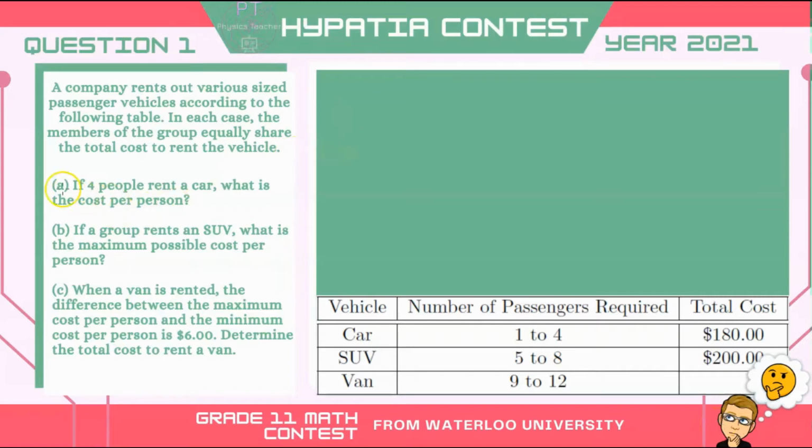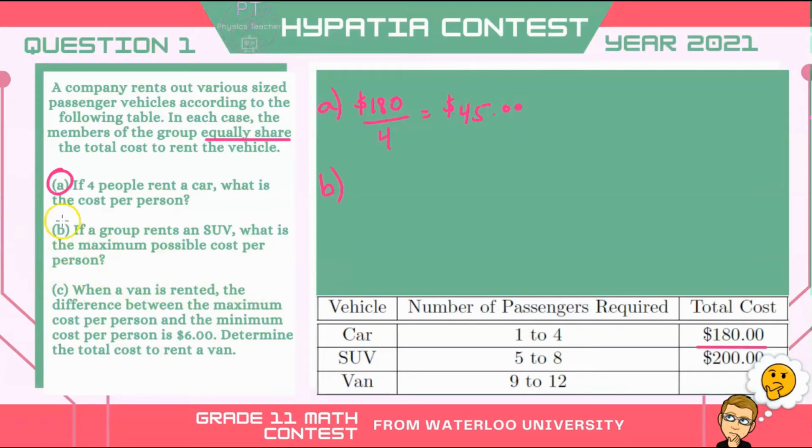Alright, so part A says if 4 people rent a car, what is the cost per person? For a car it's going to cost $180. Since each member of the group is going to equally share the cost, we can simply take $180 and divide by 4 people. When you do that, you'll get $45 per person. So far fairly easy. Let's move on to part B.